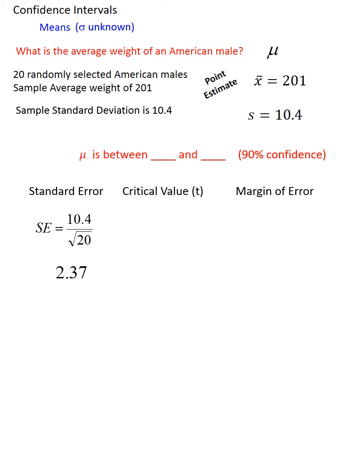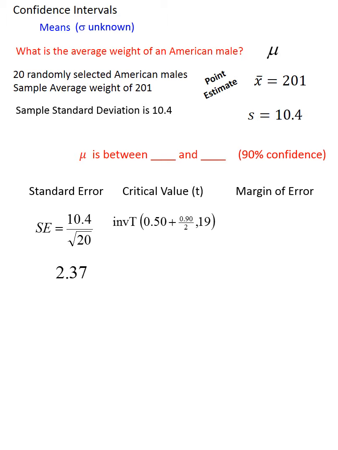Let's move on to critical value. We're going to do a critical value using what's called a t-distribution. We're going to get a critical t-score. And if you've never heard of a t-distribution before, it's very much like a normal distribution, where we would find a critical z-value. But the t-distribution takes into account sample size.